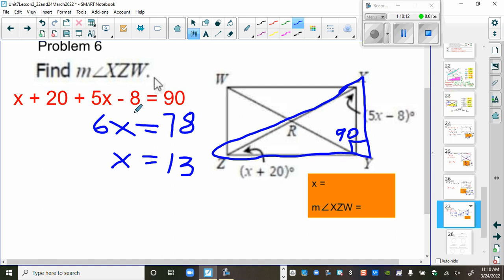Because remember, this is going to be 6x plus 12. All right, so really quick, I'll give you the last two. X is going to be 13. And then XZ or XEW. Okay, because this is 33, 57. The other one has to be 57. So just type them in.